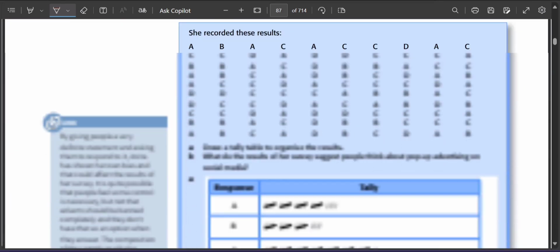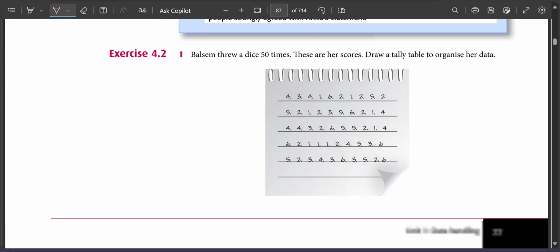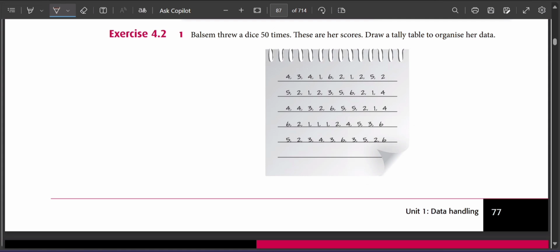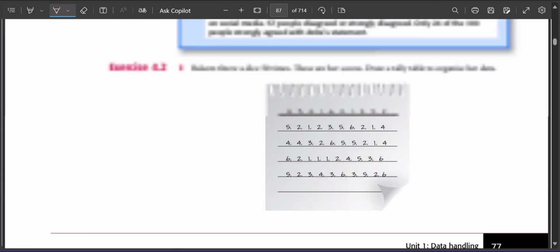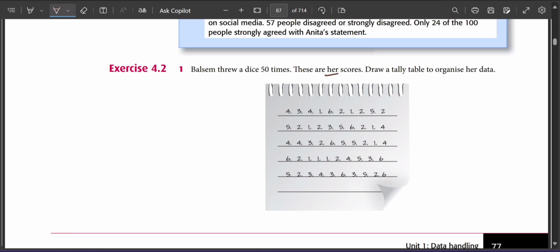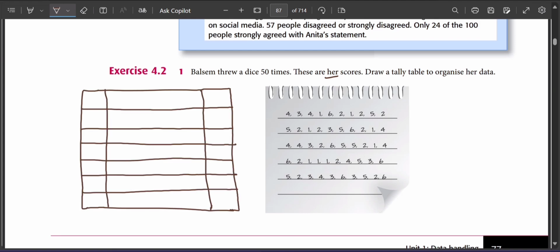Okay, so now we have exercise 4.2 with us. Balsam threw a dice 50 times, and after throwing the dice she kept writing down her scores. So draw a tally table to organize her data. So let's make a tally table over here. What we are going to do is make a table like this. Right, so we made this table and we are going to write stuff over here.